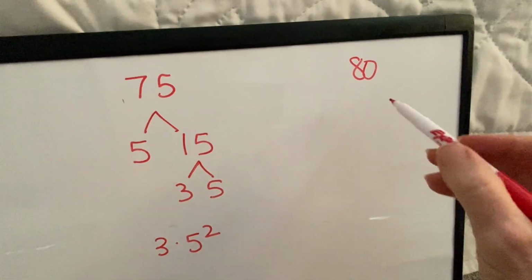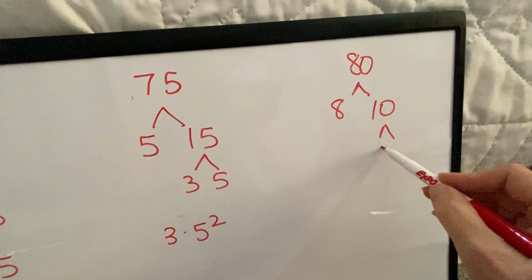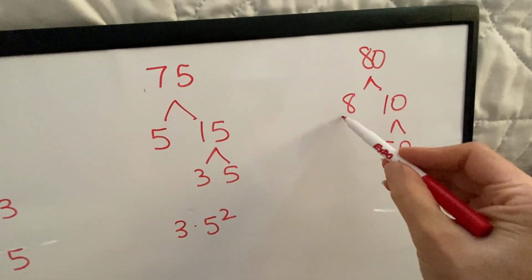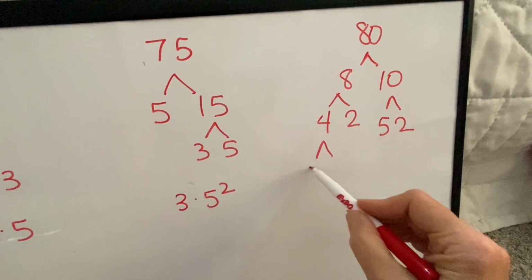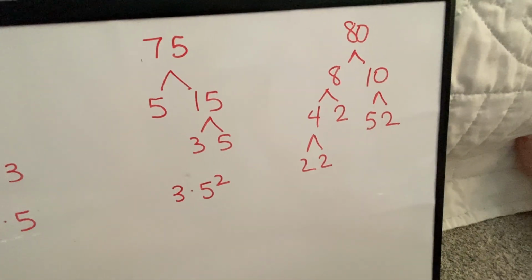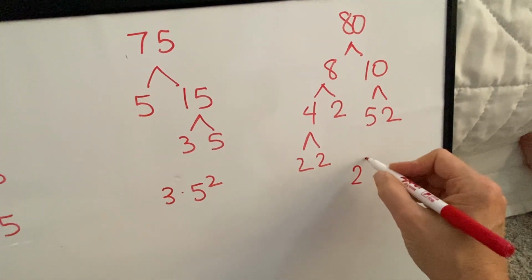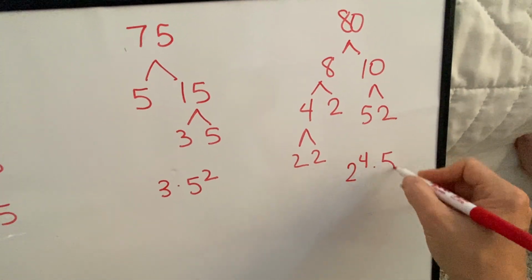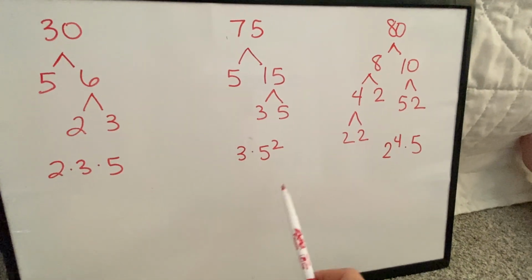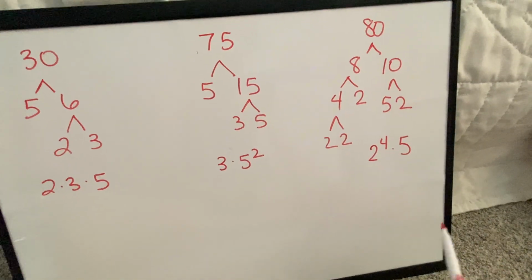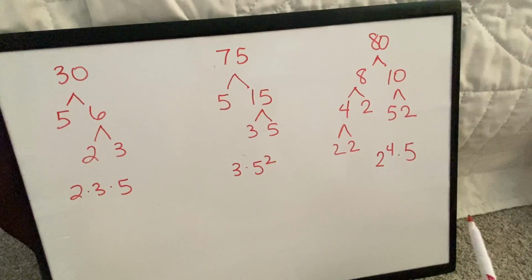Now we've got 80 over here. Let's do 8 and 10. The 10 is 5 and 2, those are both prime. The 8 is 2 and 4, and breaking the 4 down gives 2 and 2. So this is a lot of 2's: 1, 2, 3, 4 2's, so 2 to the 4th. And then we've got 5. So we've got 2 times 3 times 5, 3 times 5 squared, and then 2 to the 4th times 5.